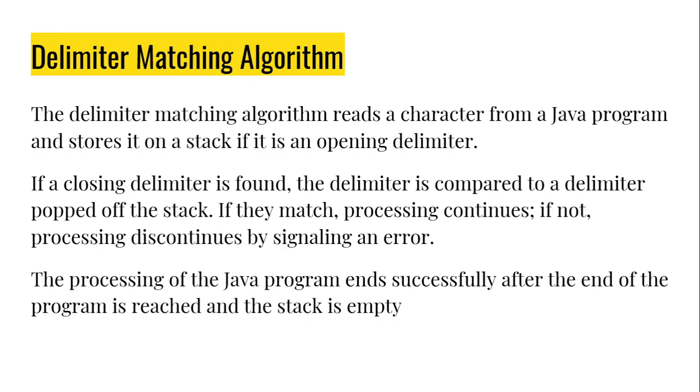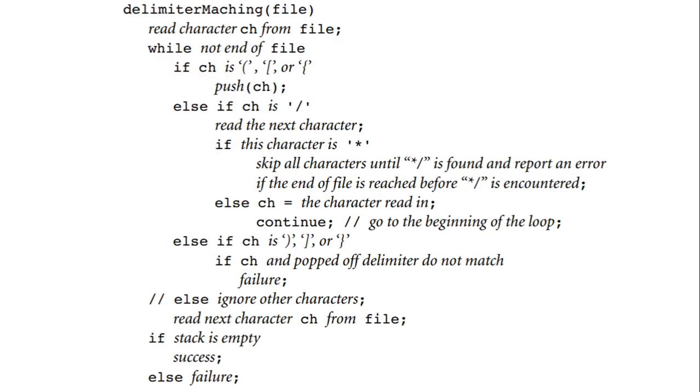So if they match, processing will still continue. And if they do not match, the program will signal or issue an error. That means the statement on that line has an error on its delimiters. So the processing of a Java program will basically end if there are no errors until the end of the program is reached and basically the stack is also empty. So as you notice, this is basically the algorithm of delimiter matching.